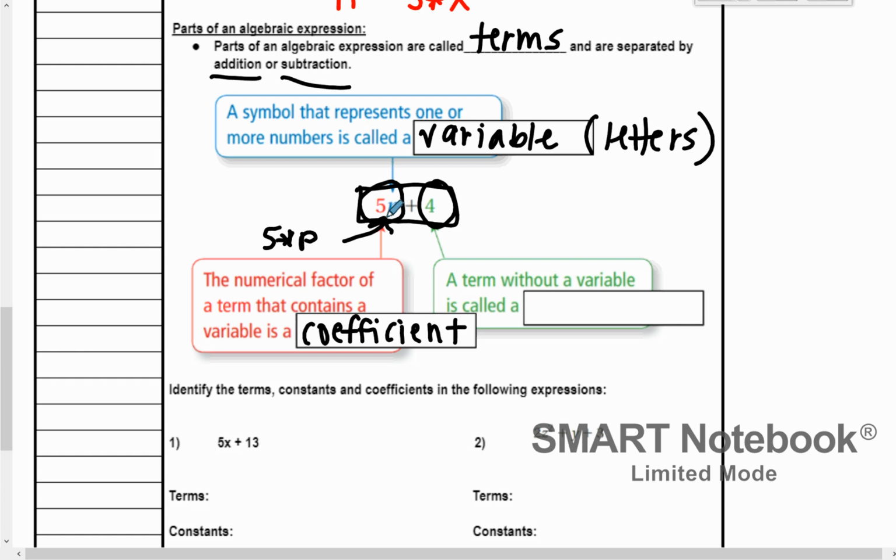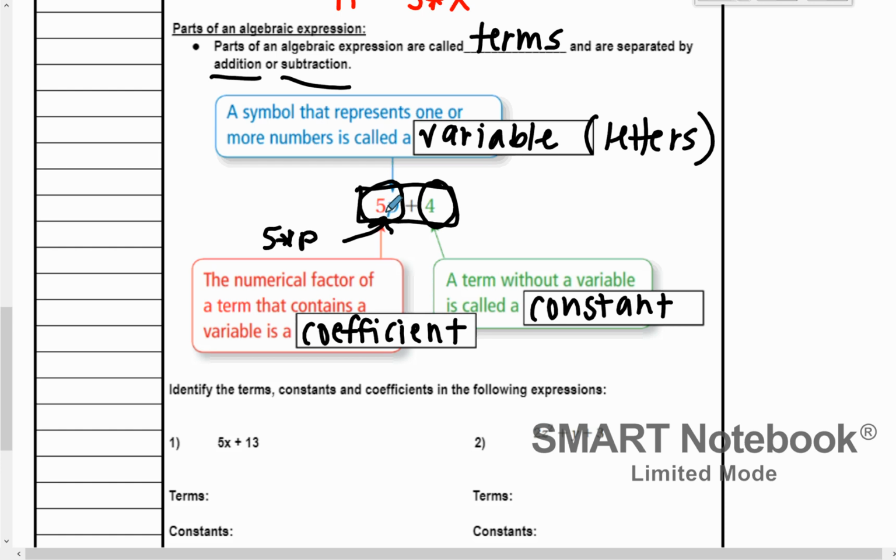Okay. The last part of an algebraic expression is called a constant. It's called a constant because it does not have a variable. It does not have a letter. It's just a number. That's it. That's called our constant. It's called a constant because it doesn't change no matter what p is equal to.